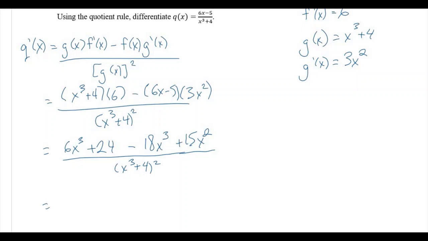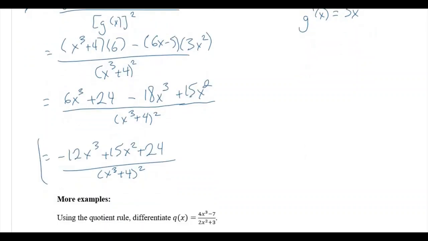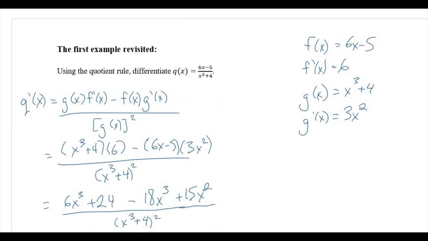And next we just combine like terms. So negative 12x cubed plus 15x squared plus 24 all over x cubed plus 4 squared. So that is the function that represents the derivative of this function up top, our q of x.